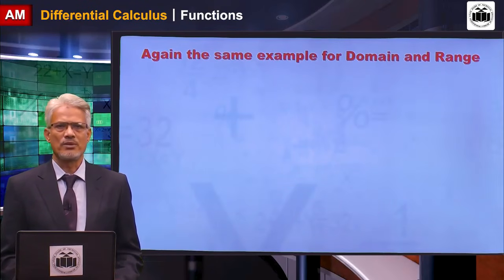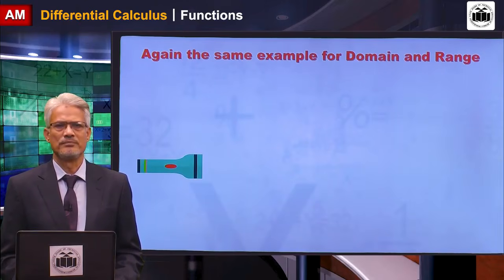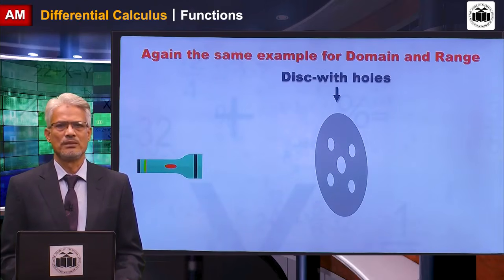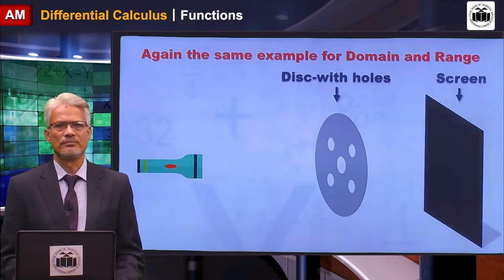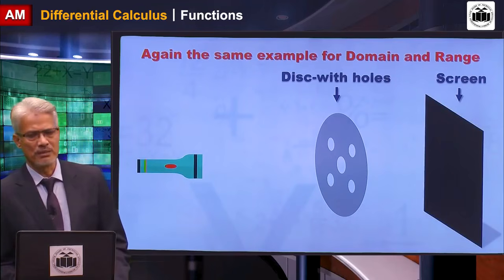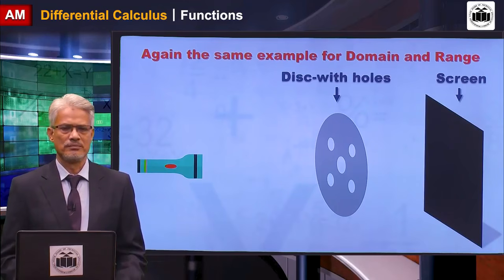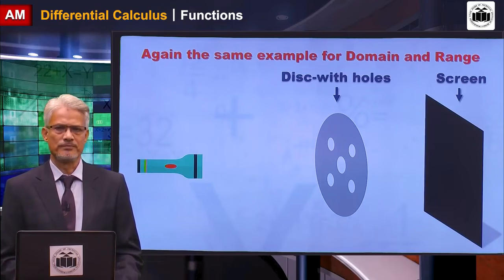Now, for the concept of domain and range, I would like to give the same example. Torch is there, disk with hole is there, and a screen is there. Now there is a question, what is domain? What is the meaning of the domain? In fact, domain means field of action, where we work. That is known as domain.